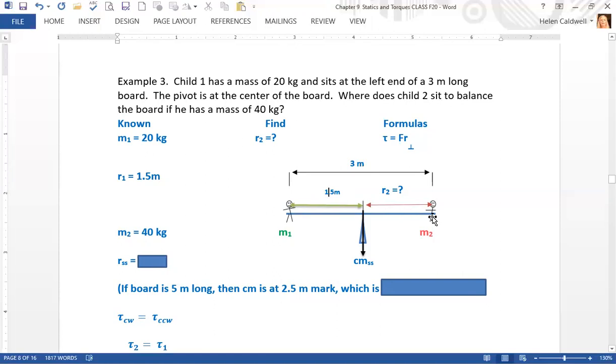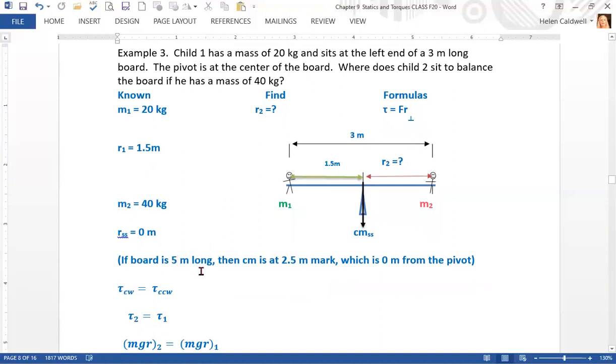We want to know R2. We are not sure where that second child is going to sit, but we know they're going to weigh 40 kilograms. And we know that because the center of mass is at the middle of the board, and the middle of the board is where the pivot is, we have 0 lever arm for the seesaw. If the board is 3 meters long, child 1 is on the left edge, pivot's at the middle, child 1 is sitting 1.5 meters from the edge. And we don't know child 2.